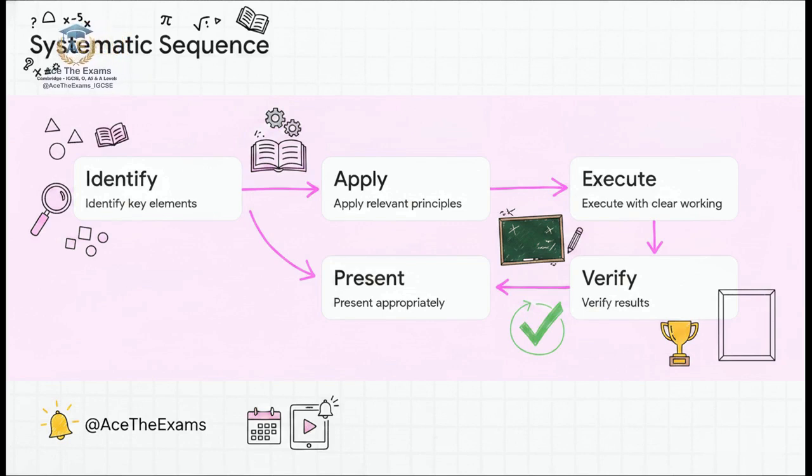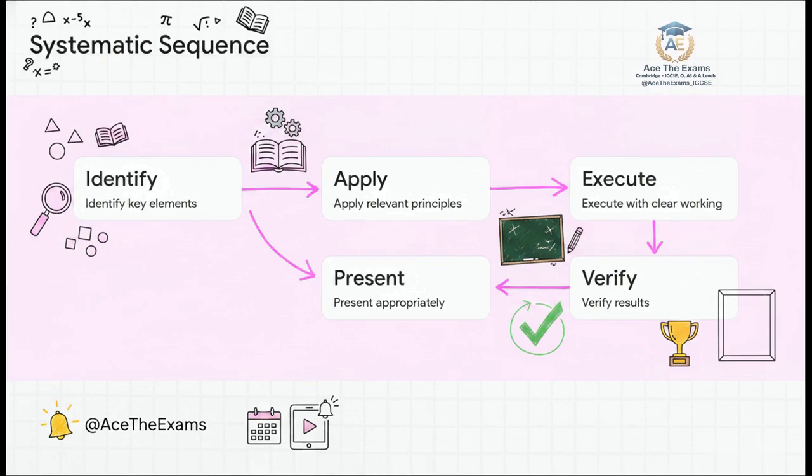By internalizing this standard 5-step flow, you completely eliminate mid-calculation panic. Step 1, identify key elements. Step 2, apply relevant principles. Step 3, execute analysis with brilliantly clear working. Step 4, verify results. And Step 5, present in the appropriate format. You methodically process complex data just like a senior examiner expects.